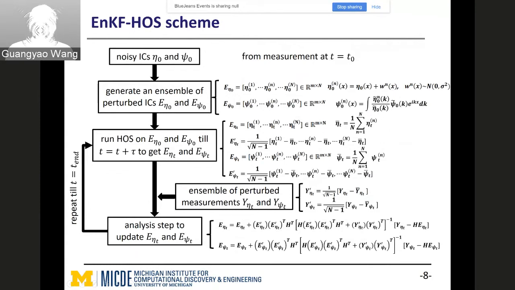Then, we run a bunch of HOS simulations on the ensemble of perturbed initial conditions until t equals t plus tau. Here, tau denotes the data assimilation interval, and it depends on how often we can get the measurement data. And the last step is to incorporate the perturbed measurements into the model forecast to improve the accuracy of the solution, which is also called the analysis step. And we will repeat the last two steps until the end of the simulation.